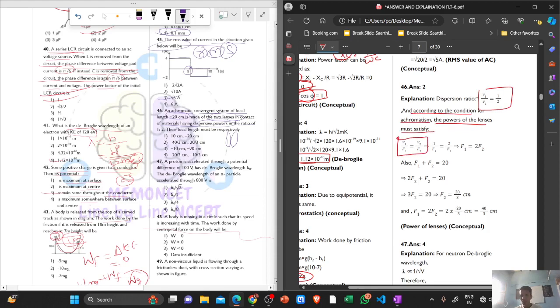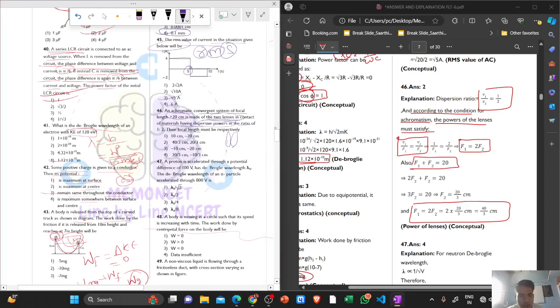We know V1, we know the V2 ratio, so we can calculate the f1, f2 ratio. So you can calculate the relation between the focal lengths. Now the total focal length is equal to this. So you can calculate the focal length of each lens. Once you calculate the focal length of each lens, you can also calculate the power of each. After calculating it, you get the values of 40 by 3 and 20 by 3 centimeters. This is the focal length of the two lenses.